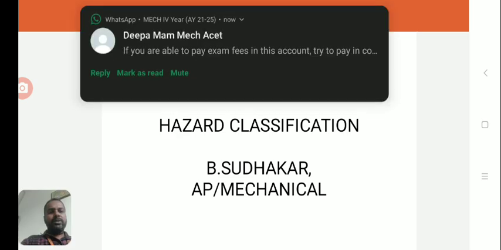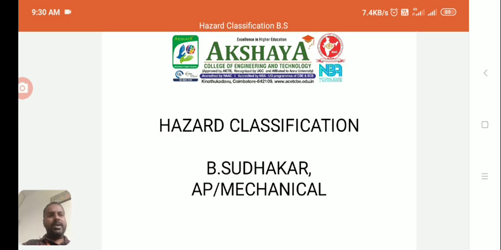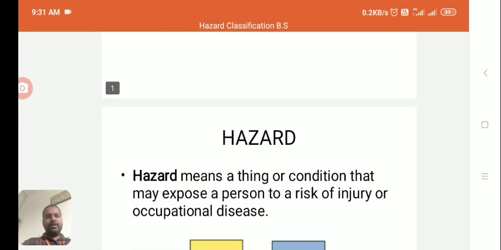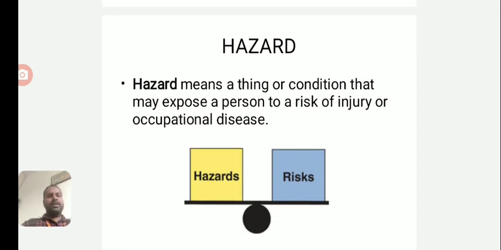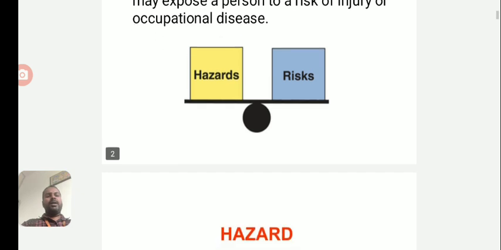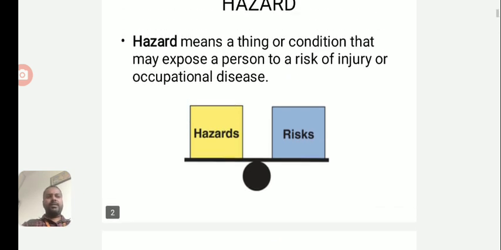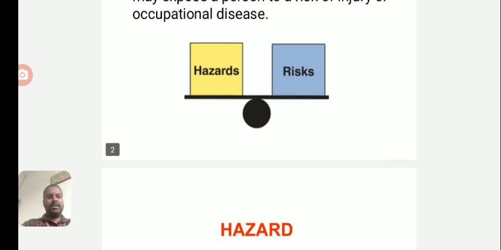Now I am going to discuss the topic, hazard classification, under the subject of disaster risk reduction management. First thing we have to know is what is meant by hazard. Hazard means a thing or condition that may expose a person to a risk or injury or occupational disease. Risk occurs from the hazard once it happens. That is called a risk.